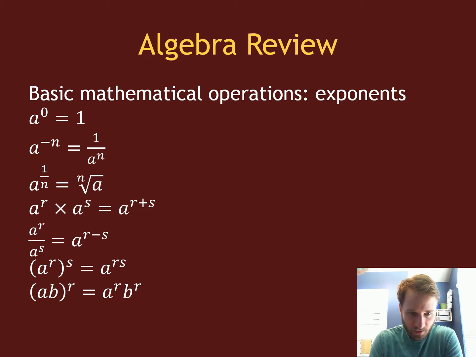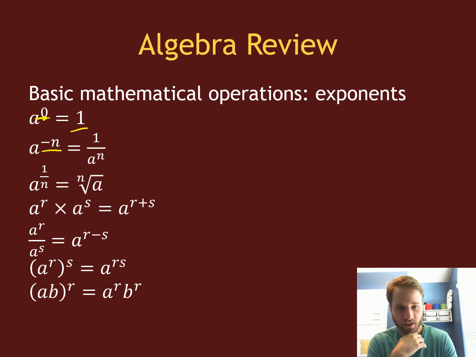Similarly, some reminders of exponents. Anything raised to the 0 power is always equal to 1. If anything is raised to a negative power, it's just 1 divided by that thing, meaning it's in the denominator of a fraction. 2 to the minus 1 power is equal to 1 over 2. And a to the 1 over n is the nth root of that number.